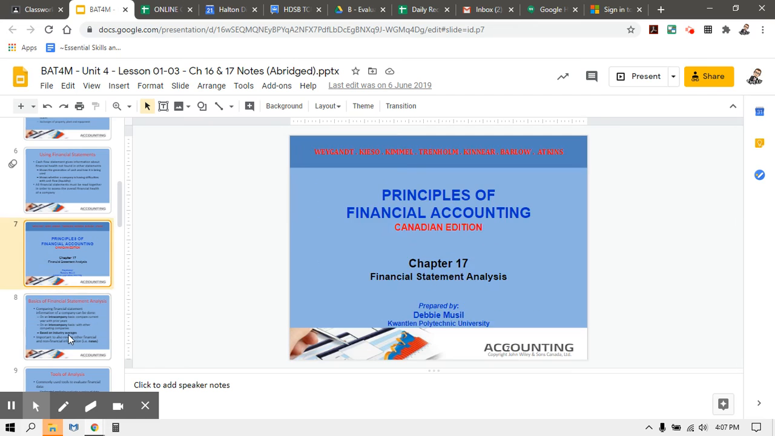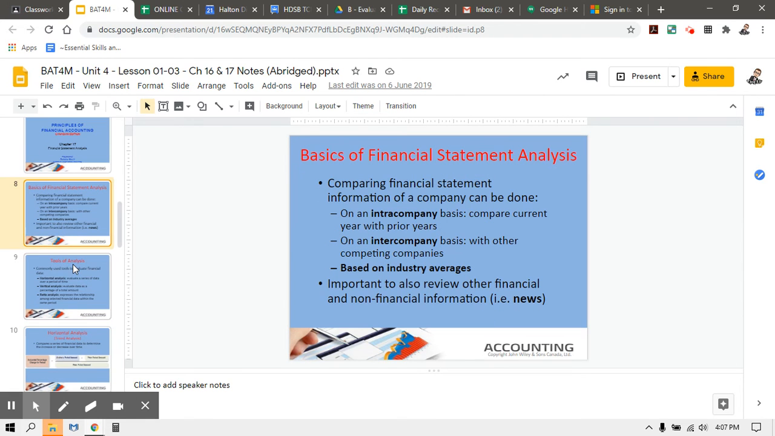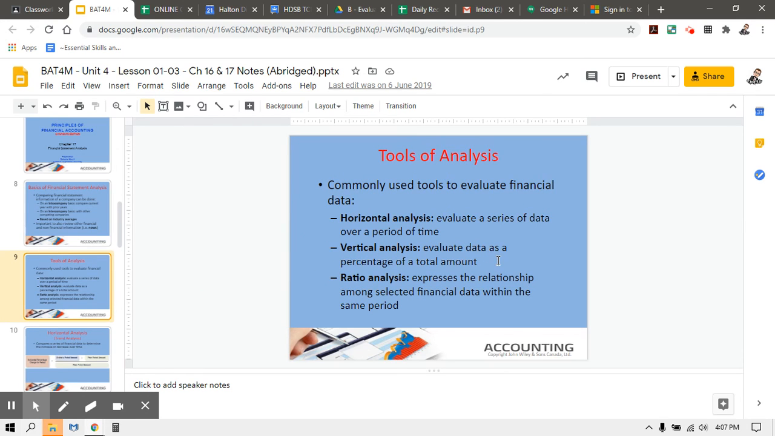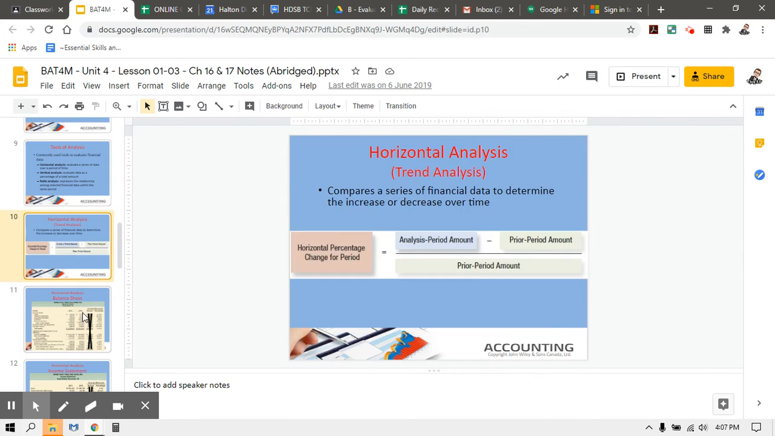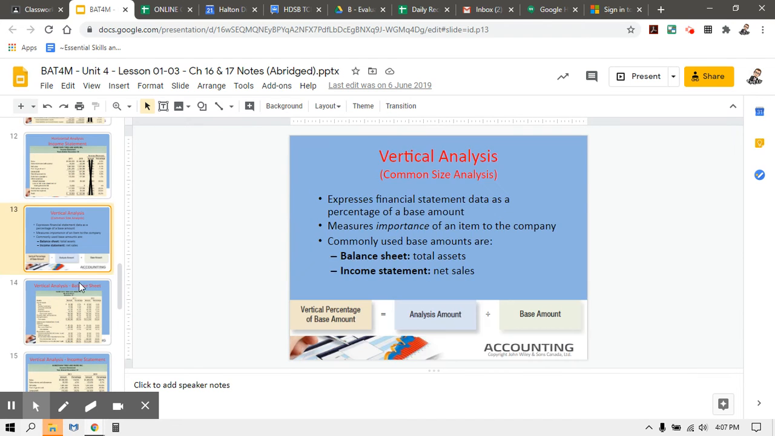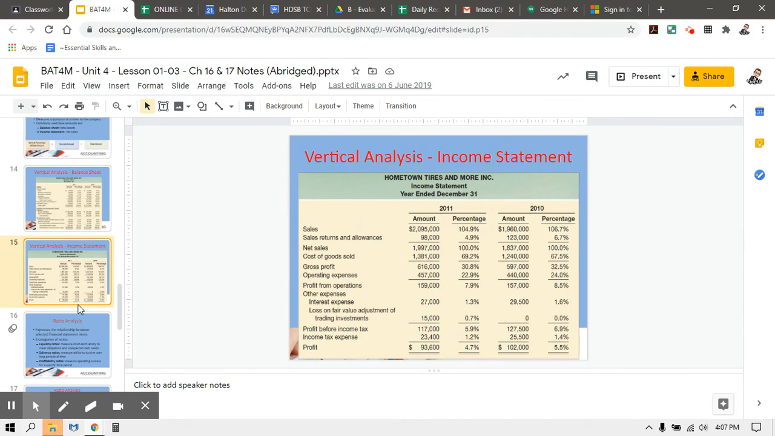The last thing, and this is actually a bit of a review of the whole semester, as well as last semester, or grade 11, excuse me. Financial statement analysis. So you already did some of this. You did the horizontal and vertical last year. We touched on the ratio last year as well as throughout. So basically, this just gives you an idea of how to analyze the statements.